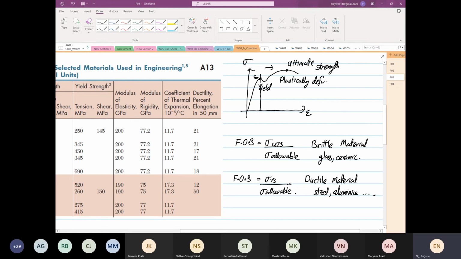Anyone know why? I just told you that for brittle material you use ultimate strength, and for ductile material you use yield. Anyone? Is it because there isn't much strain between the UTS and the yield strength for the brittle materials? So it doesn't matter as much because they won't expand as much.